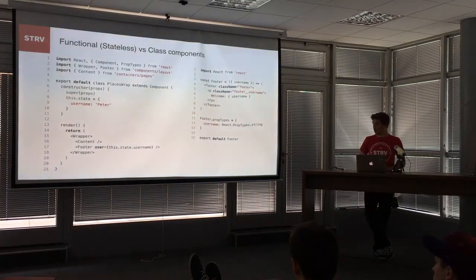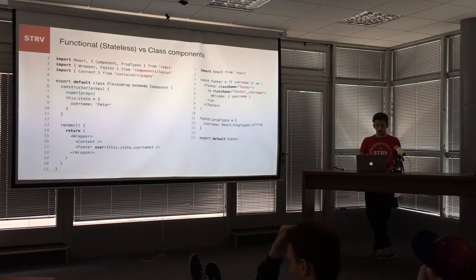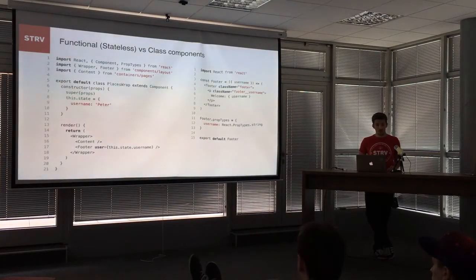Here you can see the comparison between components written as a class and functional, or in other words stateless. On the left side you have a component as a class, so you can see that there is a state, specifically username that is being passed into a footer component, which is on the right side. It is written as arrow function in ES6, which I will talk about a little bit later.